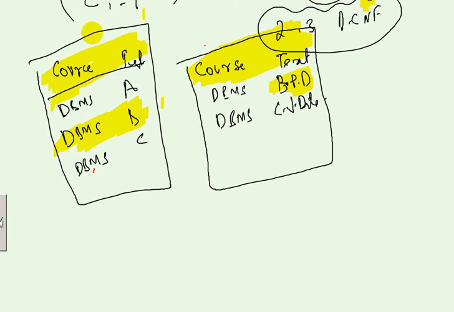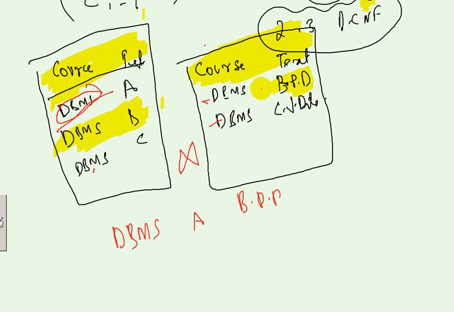Here the course is DBMS, and here also DBMS, so both will combine, and so one tuple will come here, DBMS A and Bipin Desai, if we join these two tables. Natural join, you know? This is combining with this, right?